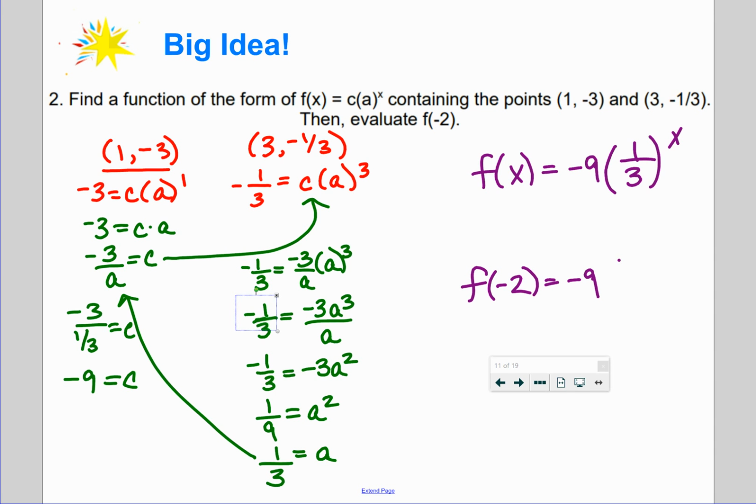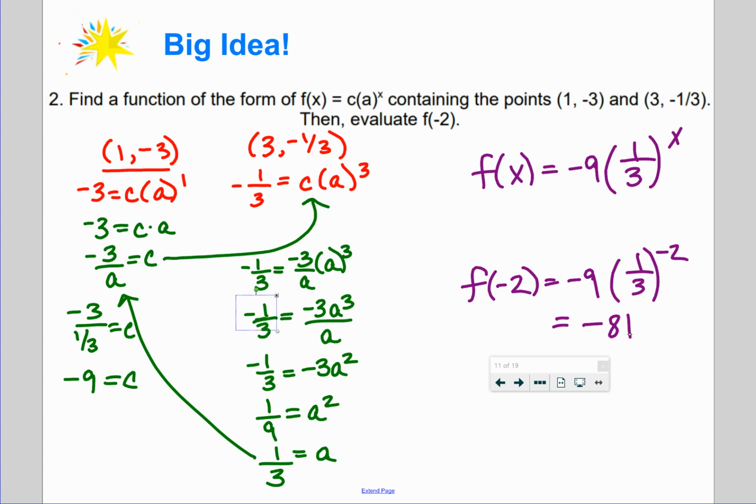Second part of the question said evaluate f of -2 now. So that's -9 times 1/3 to the -2. -2 power means flip it, make it a 3, and square it. So that's 9 times -9 gives me -81, should be your answer for that second part.